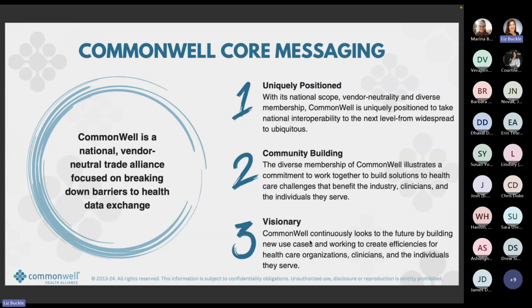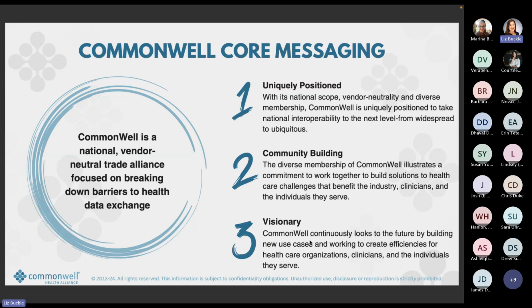So with all of that, we have a couple of core, really three, core messages that we use to position ourselves internally and externally. And again, within this circle image here, our goal is to break down barriers to health data exchange. We do this as a vendor-neutral alliance. But what does that mean? So first, we believe that we are uniquely positioned within the interoperability health IT space because we have this national scope, all 50 states, DC, US territories, Puerto Rico, et cetera. We have a very diverse membership. And again, we're vendor neutral. So we feel like we have the platform and the resources and the experience to make interoperability ubiquitous.